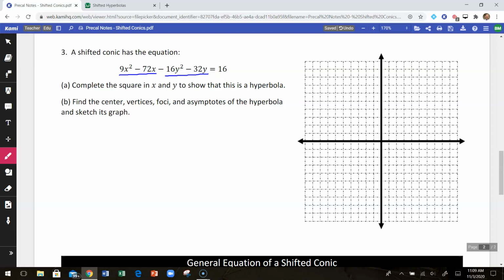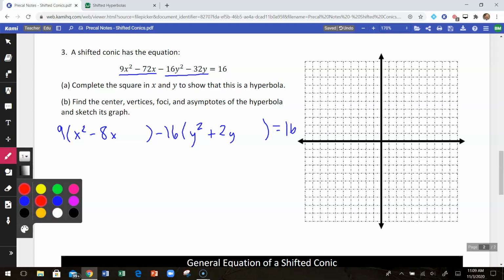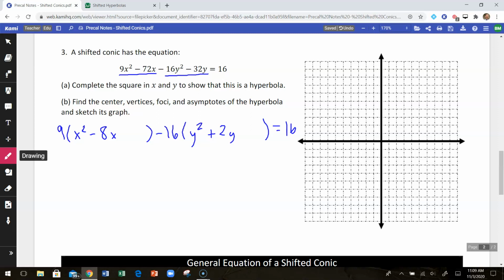for both of those. So I'm going to do 9 times x squared minus 8x, save some space, and then we'll do the same thing for y. So minus 16 y squared plus 2y, and then equals 16. I'm going to complete the square with both x and y. So if I take negative 8 and I divide by 2 and square that, I'm going to get plus 16 here. And with the y, if I take 2, I divide that by 2 and square it, I'm going to get 1. Now I have to also adjust the right side of my equation to account for both of those.